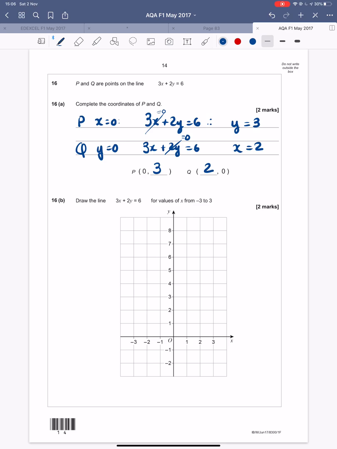And then, we've done that now. That's the P, and that's the Q. So draw the line, and it's the same equations that we had before for x values from -3 to 3. So let's plot the points. P is (0, 3), Q is (2, 0).